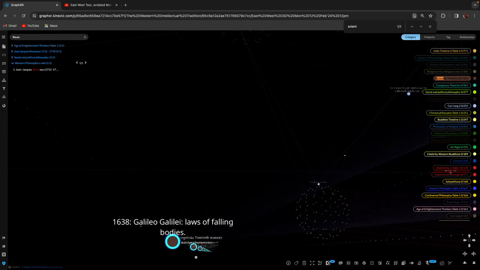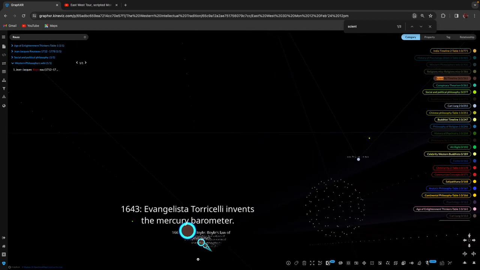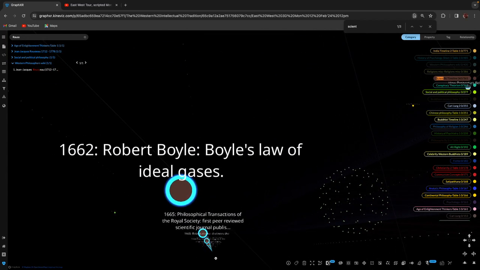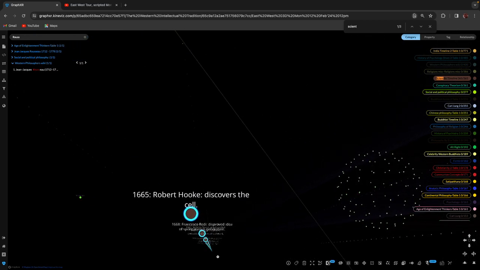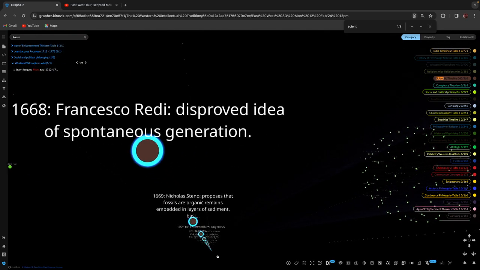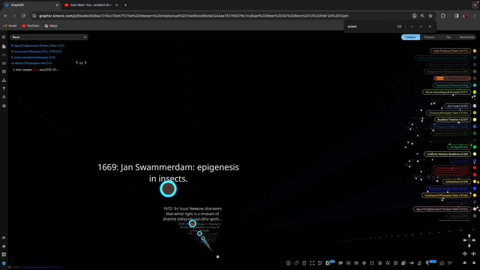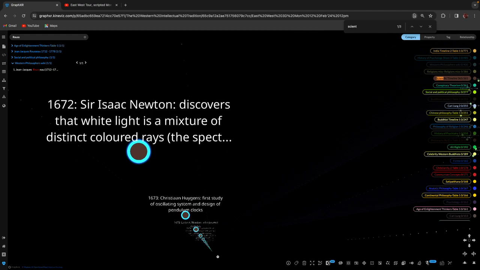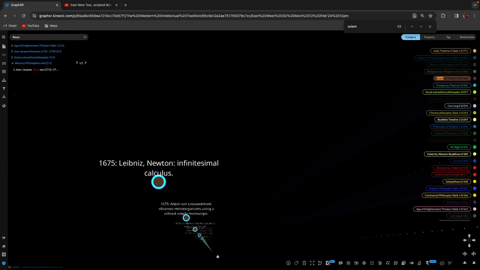So Galileo Galilei, the laws of falling bodies, that's 1638. A little bit later, we get things like the barometer. So people really getting on top of how do the natural laws work, and being able to move beyond the idea of an anthropomorphic power behind everything. Isaac Newton discovers that white light is a mixture of distinct coloured rays. So a lot of things become demystified.